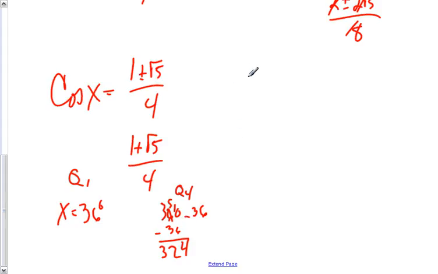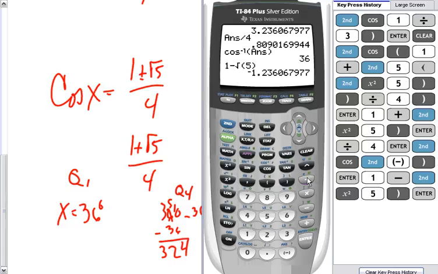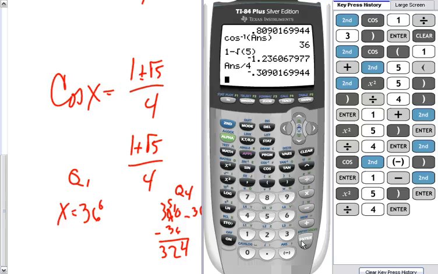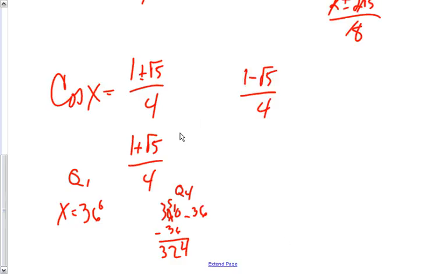All right, let's take a look at 1 minus the square root of 5 all over 4. All right, I'll do 1 minus the square root of 5, and divide that by 4, that new answer, I get that number. All right, so okay, I'm going to do the arc cosine of my answer, and I get 108. Wow, some nice numbers today. All right, so I get 108.